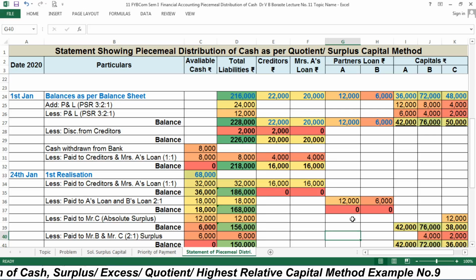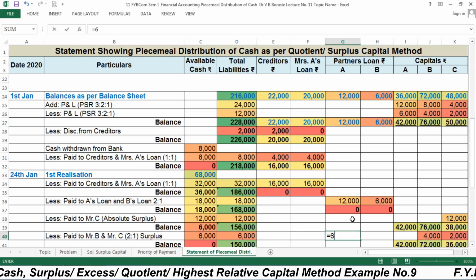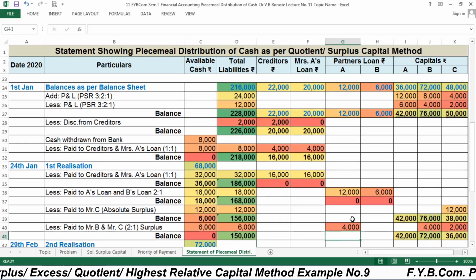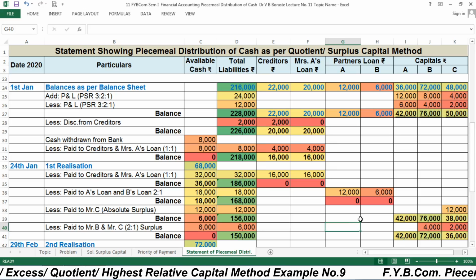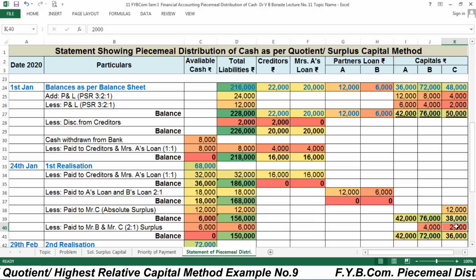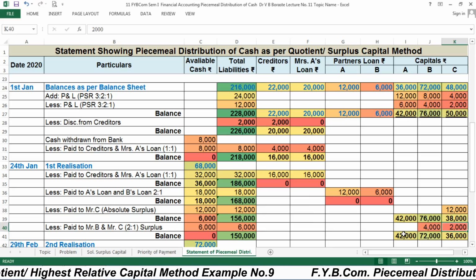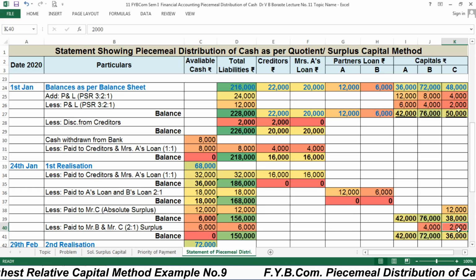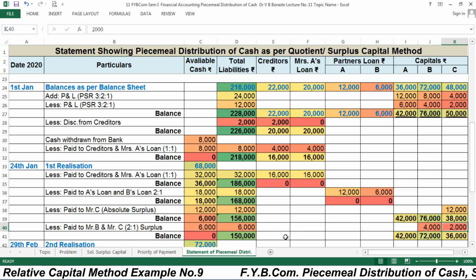C. So how you can calculate, you can calculate here 6,000 into 2 divided by 3. Answer is 4,000. So Mr. B will get 4,000 and Mr. C will get 2,000. How it is calculated? 6,000 into 2 divided by 3 and 6,000 into 1 divided by 3, 4,000 and 2,000.